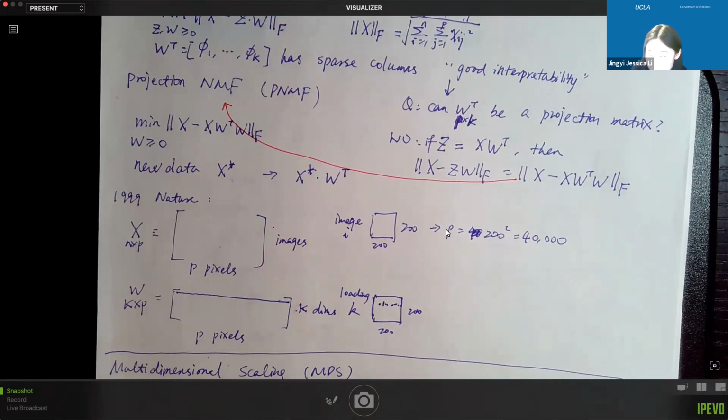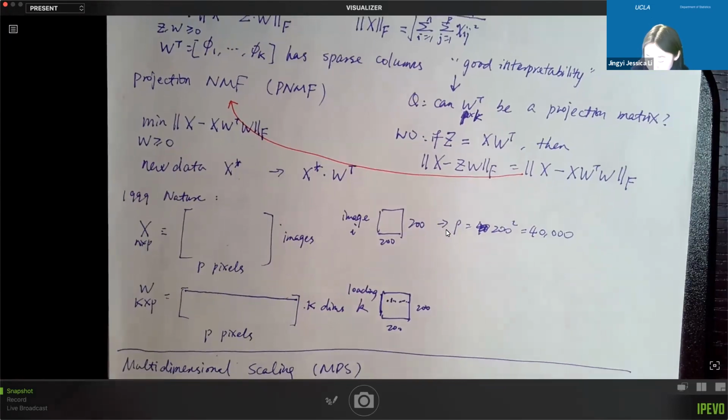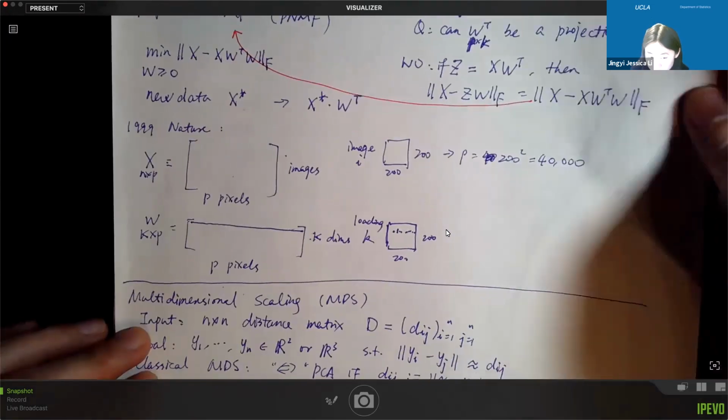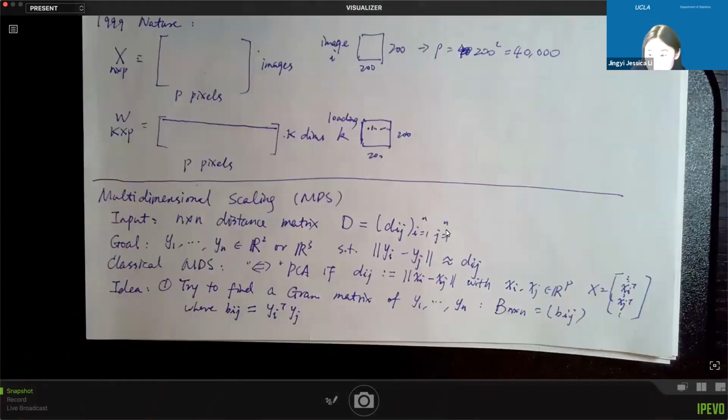So this can also make you realize that we cannot have an algorithm that achieves all the benefits. There must be some trade-off depending on what you look for. Okay, so PCA and NMF were introduced together. Then we introduced the MDS, multi-dimensional scaling.